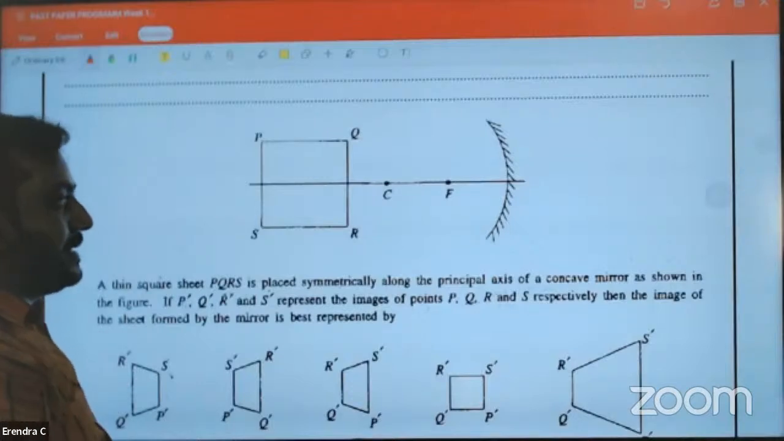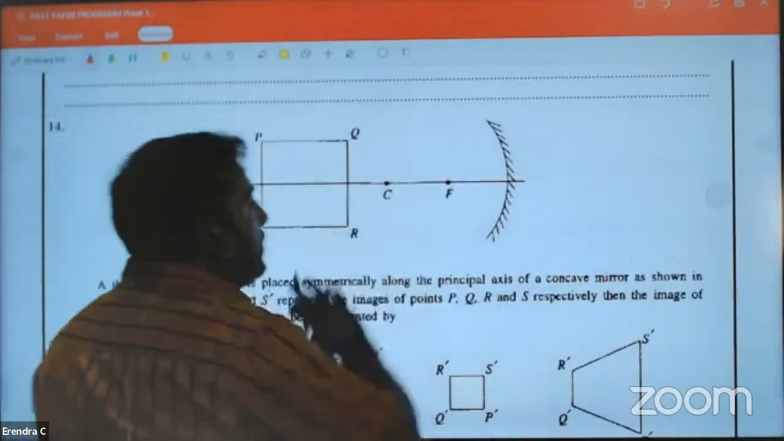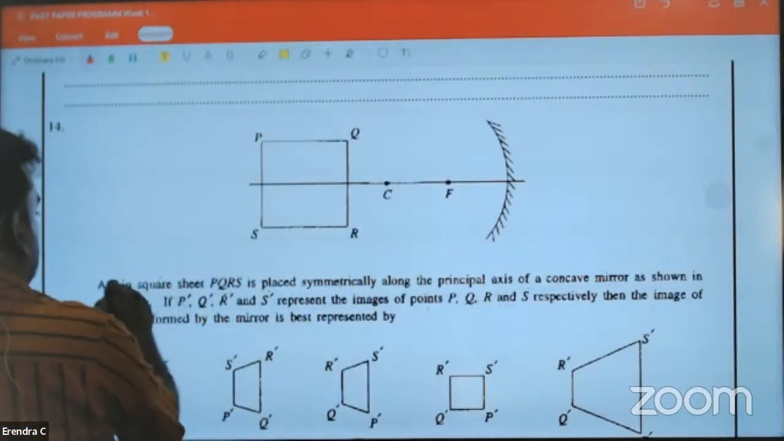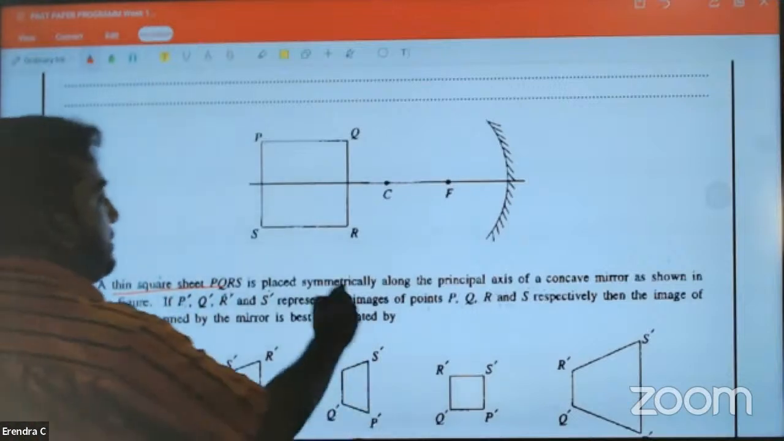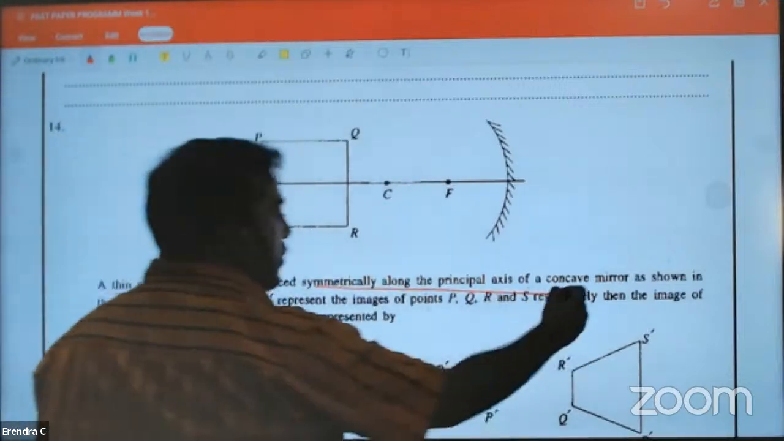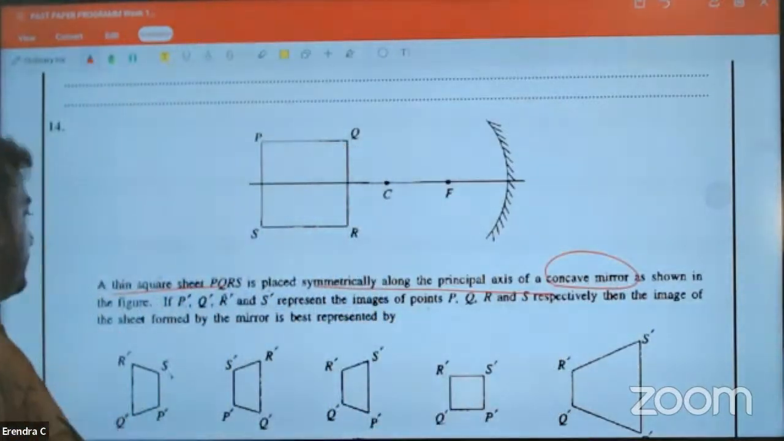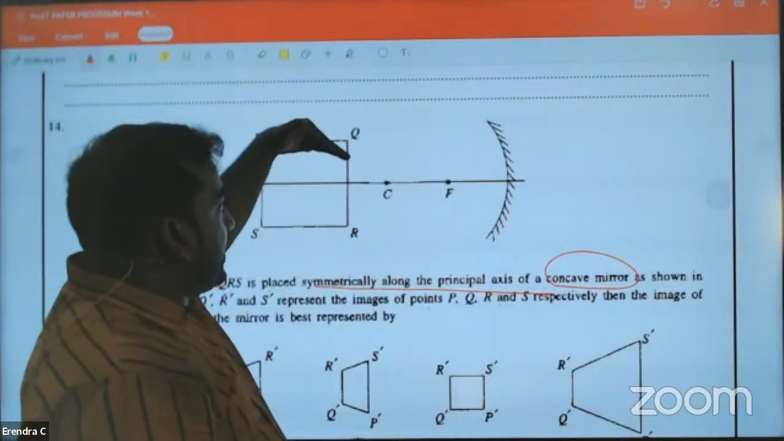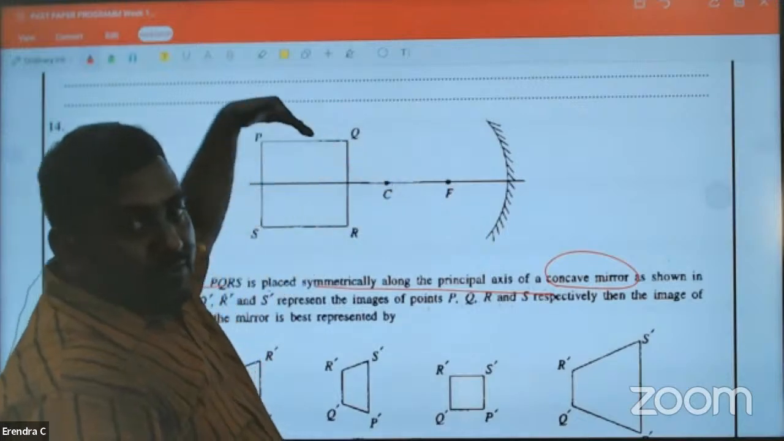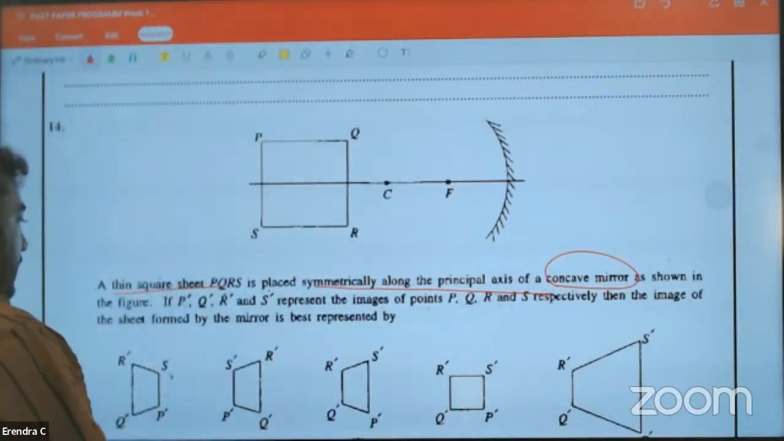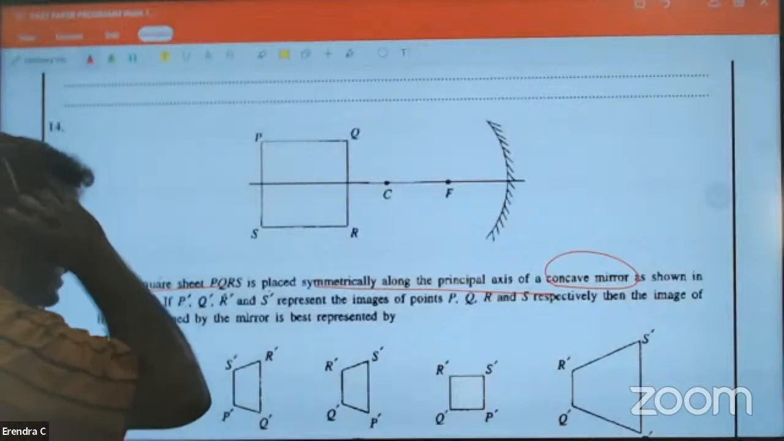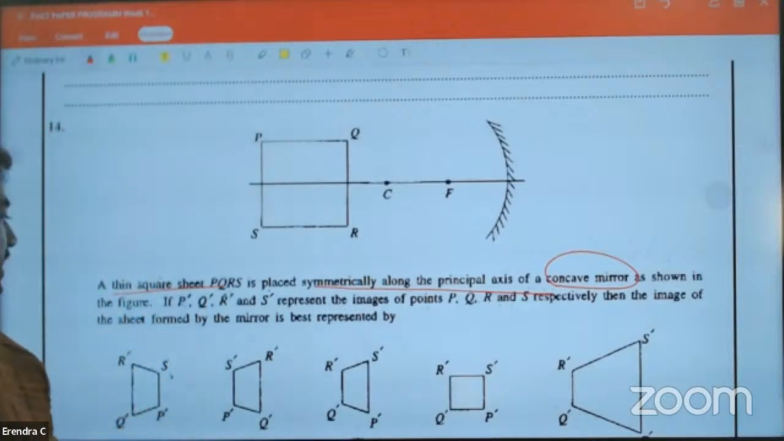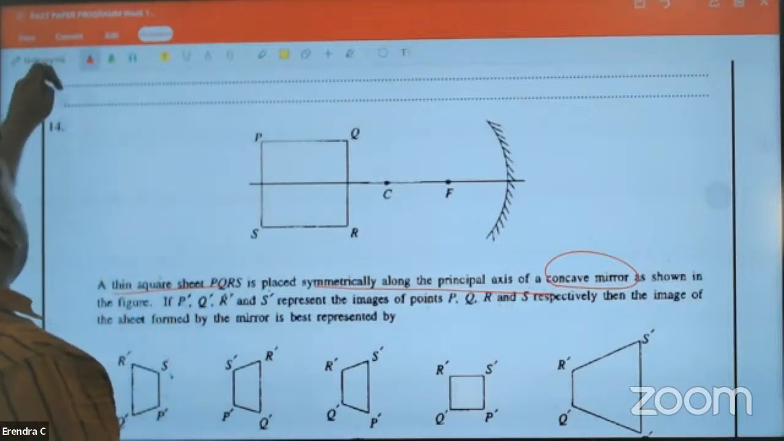Now, you can't say this is not there. Why? Curved mirrors you learned in O levels. A thin square sheet PQRS is placed symmetrically along the principal axis of a concave mirror. Normally, parallel rays will go through the focal. Light rays going through the center will keep on reflecting backwards. If P dash, Q dash, R dash, S dash represent the images of PQRS, then the image of the sheet formed by the mirror is represented by, let me draw ray diagrams.